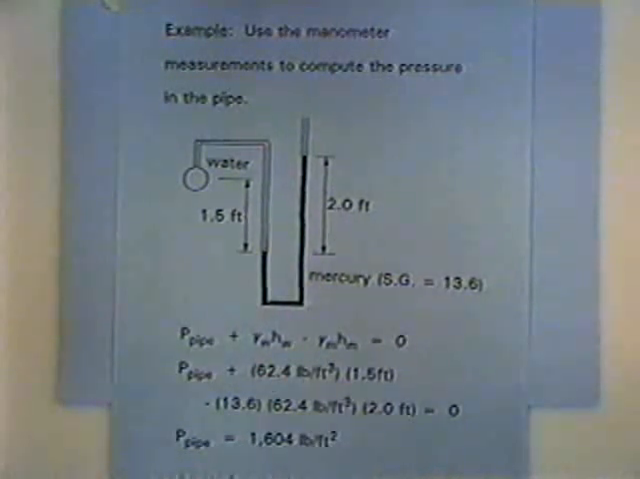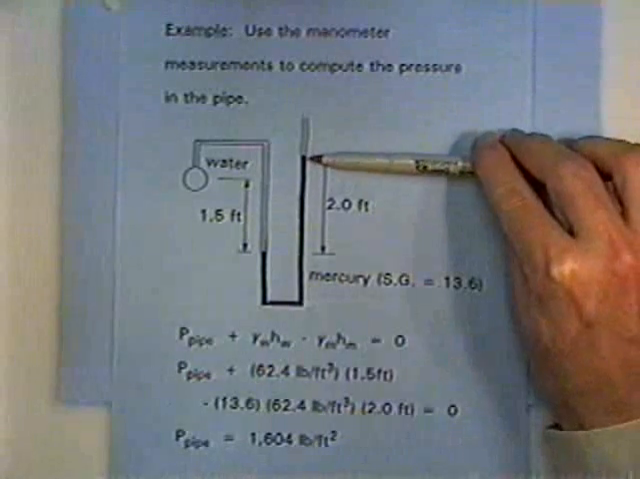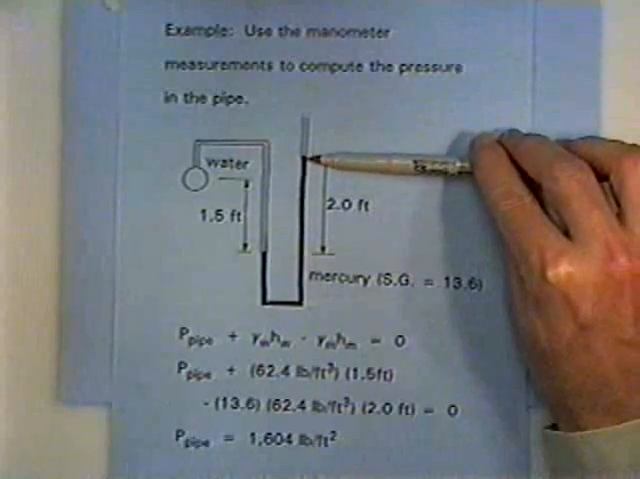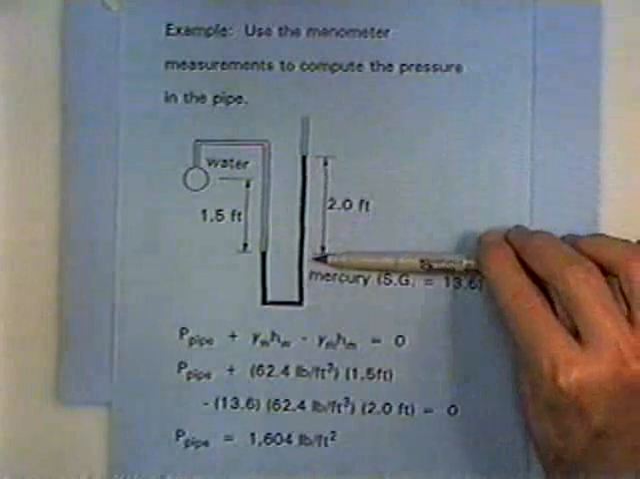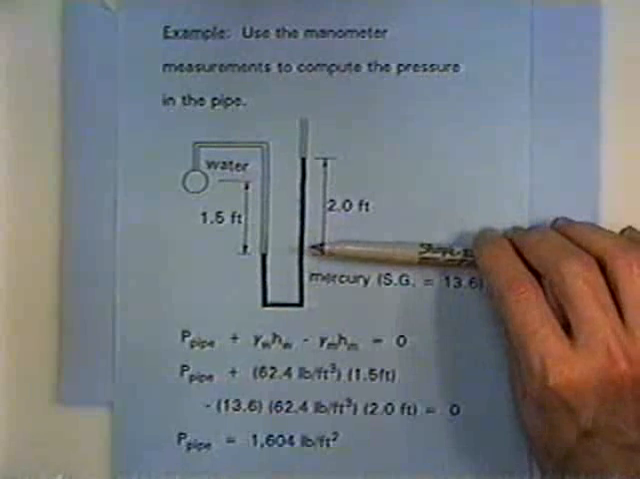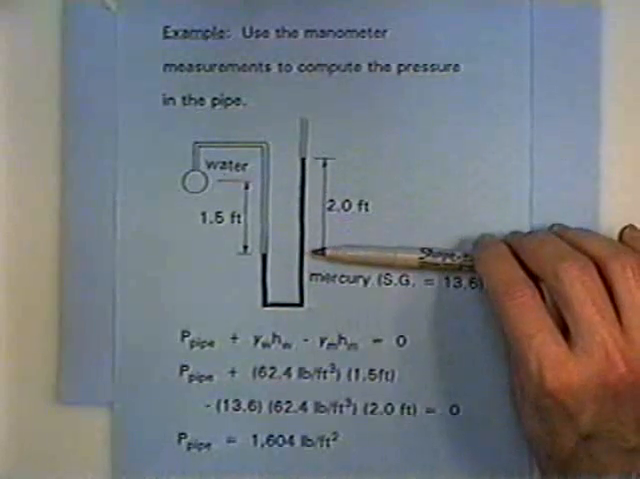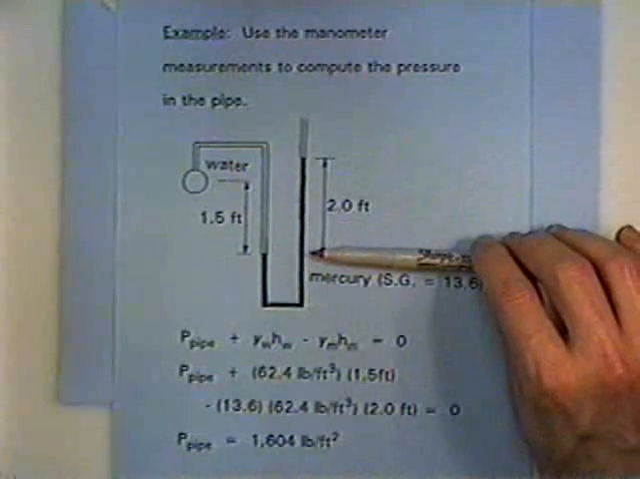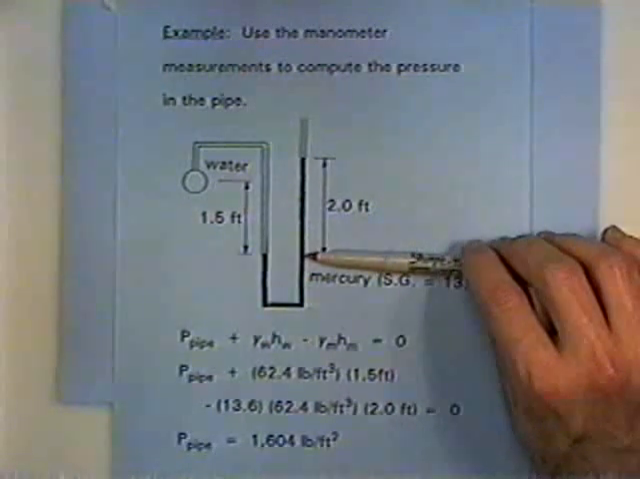So the basic concept, if we started from either end, if we started from here, this is where the mercury is at atmospheric pressure. So we know the pressure there, it's atmospheric pressure. If we were to go down to here, we know the pressure here is the atmospheric pressure plus the difference in pressure between these 2 points. And that difference is gamma times h. Gamma is the unit weight of the mercury. The head, the vertical distance, is 2 feet. That would give us the pressure there.